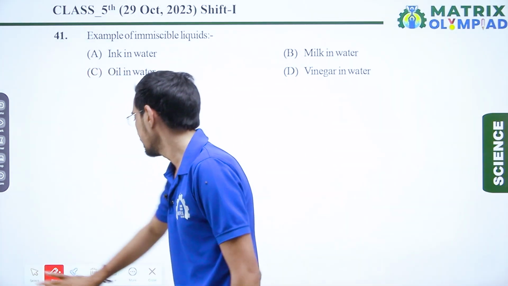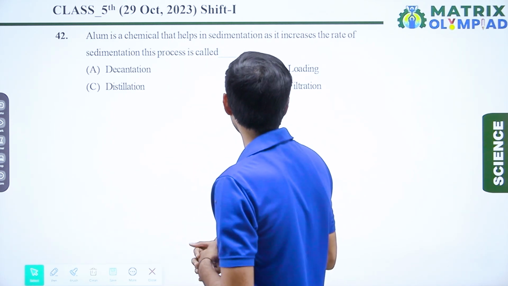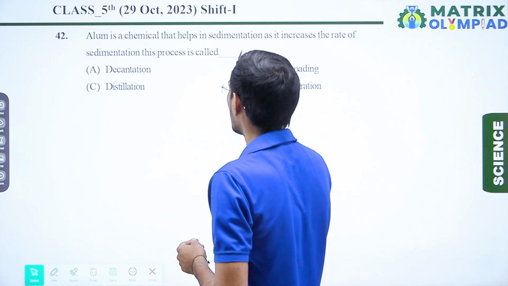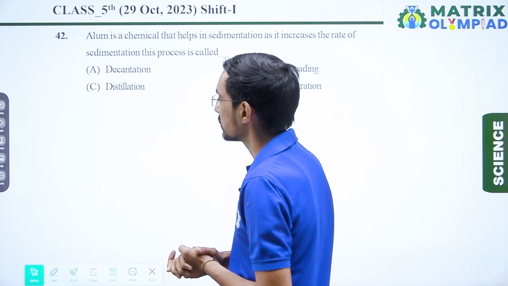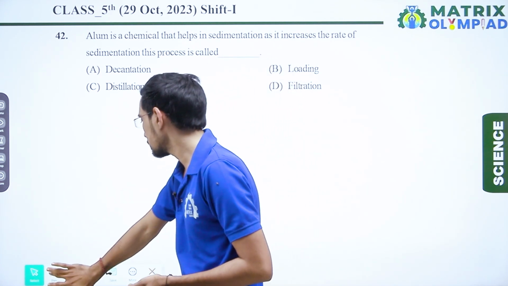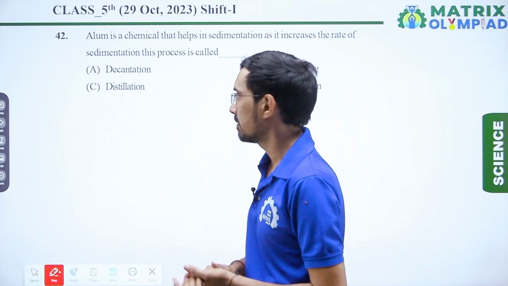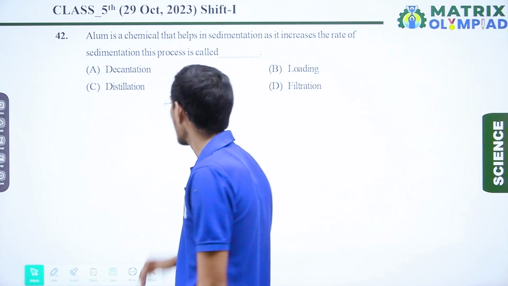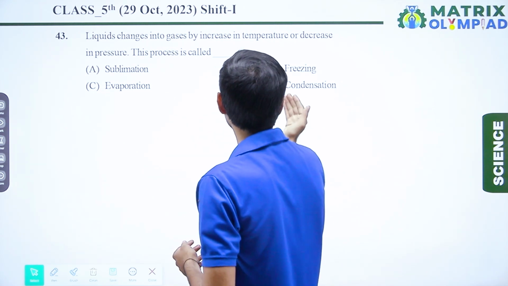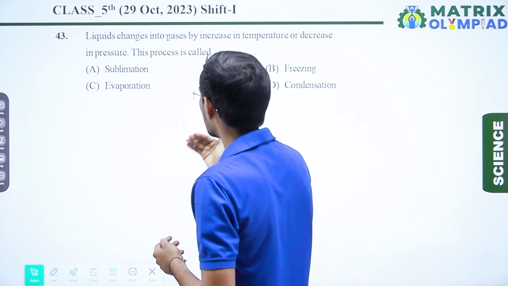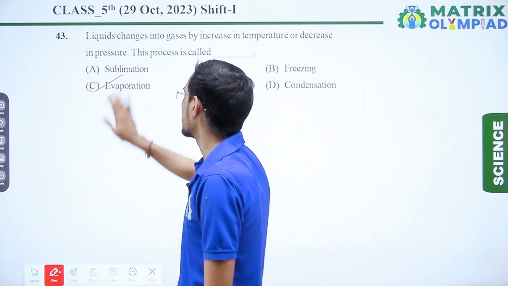Next question is, alum is a chemical that helps in sedimentation. As it increases the rate of sedimentation, this process is known as. Which kind of process is this known as? This process is basically known as loading. So our correct option will be option B. Next question. Liquid changes into gases by increase in temperature or decrease in pressure. This process is very famous and that process is known as evaporation.